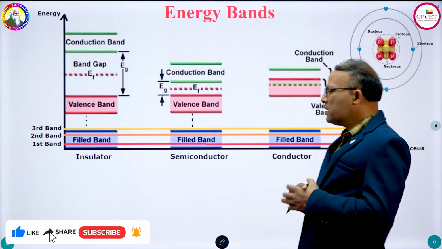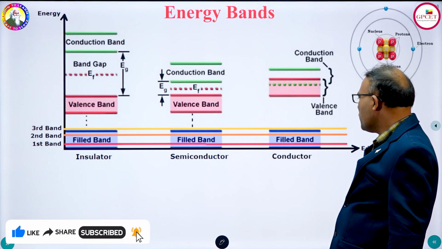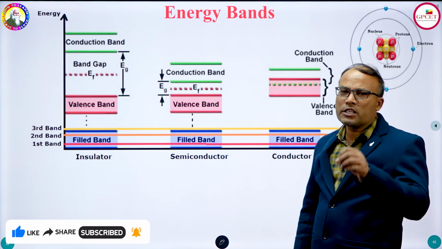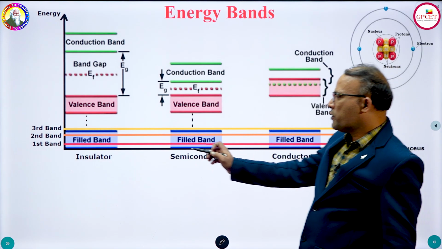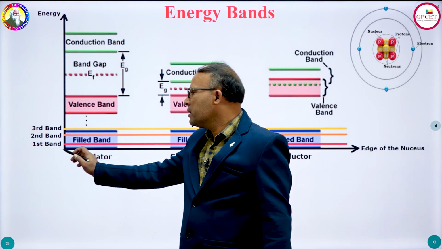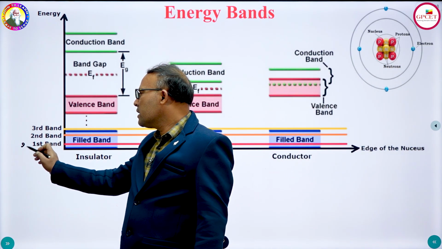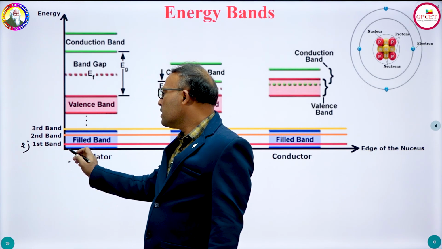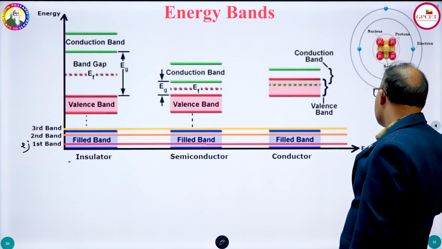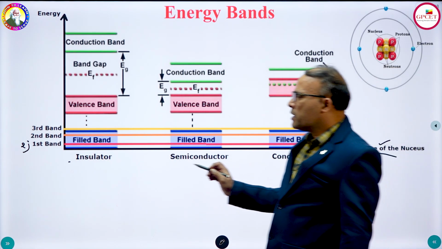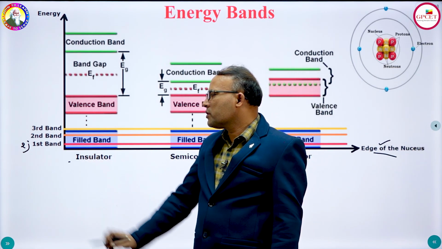So this 2 joules of energy is called an energy band. Energy band is nothing but the combining of the energies of all the electrons revolving in the respective orbit. For example, if you see here, the first band is contained by 2 joules of energy. So therefore, it is very near to the edge of the nucleus. If you consider this one as the edge of the nucleus, then the 2 joules of energy is very near to the edge of the nucleus.